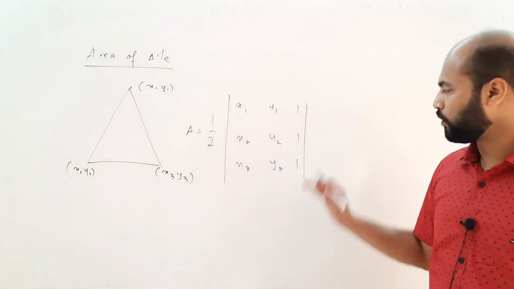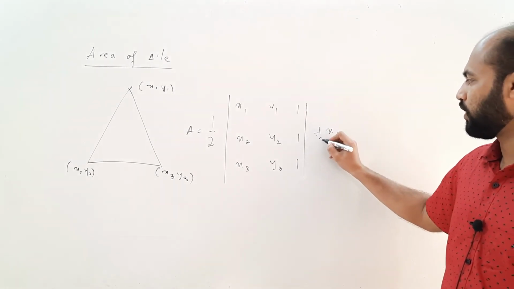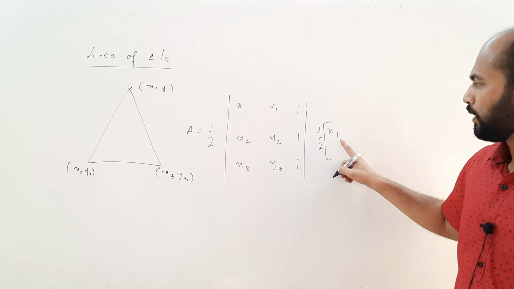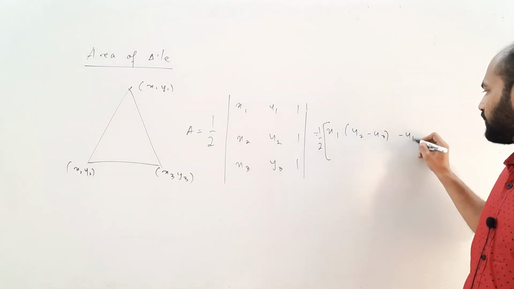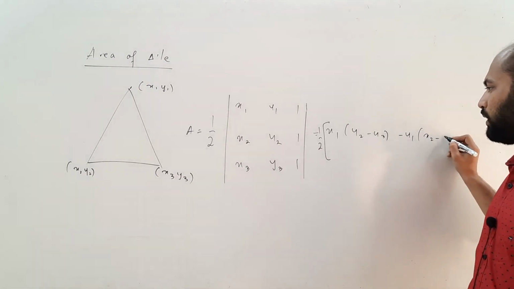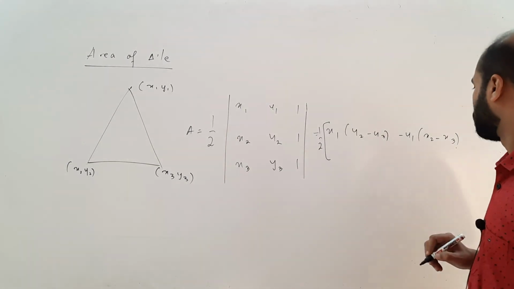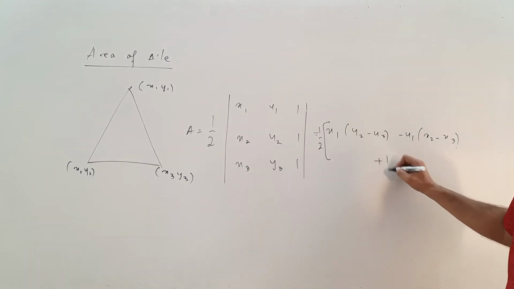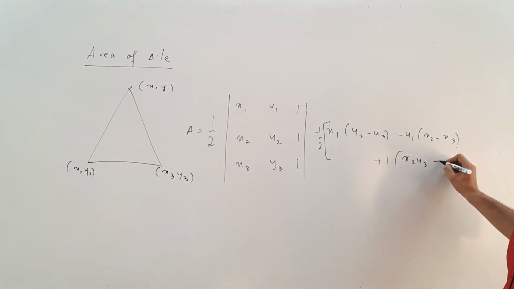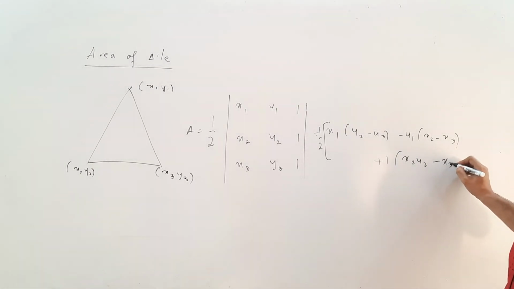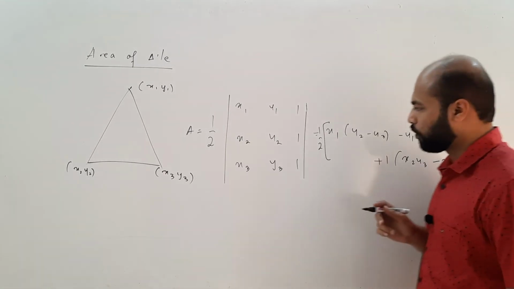Let's derive that formula from this particular case. So if we solve this determinant, we are going to get half, so half is there outside, x1 times (y2 minus y3), then minus y1 times (x2 minus x3), and plus 1 times (x2 y3 minus x3 y2). That's what we get. Let us see after rearranging what we get.